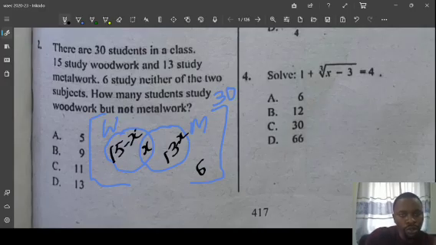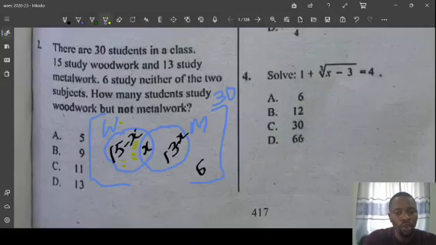What does the question tell us to find? It says how many students study woodwork but not metalwork, which means they want us to know how many students are in this part of the circle. People that study just woodwork without studying metalwork. So it means we need to know what our X is. When we get our X, then we can subtract that X from 15, and we'll know the people that study only woodwork. So let's proceed.